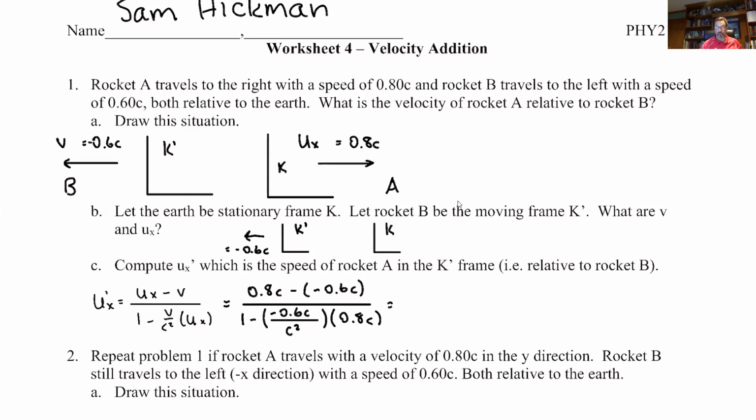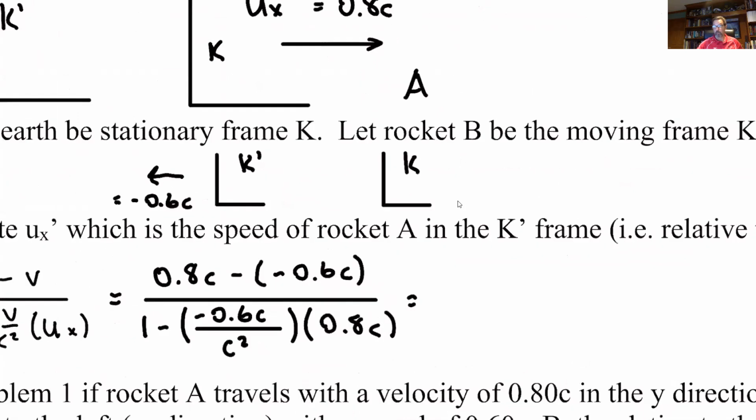plug in the speed of the moving frame, 0.6 c, and you have this minus a minus case. And so that numerator is 1.4. And then you have 1 minus, it just turns out to be 0.6 times 0.8. What's 0.6 times 0.8? 0.48, and you've got minus a minus, right? So it's 1 plus 0.48. So I don't know what you guys were arguing apparently, right? This is 1.4 divided by 1.48 times c.